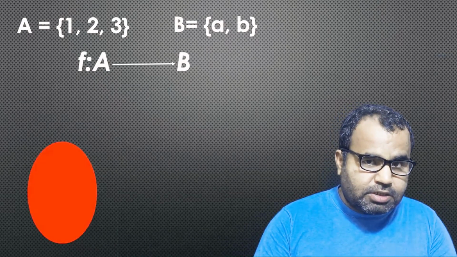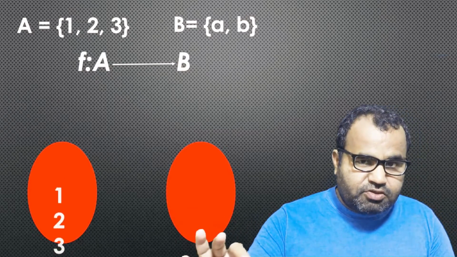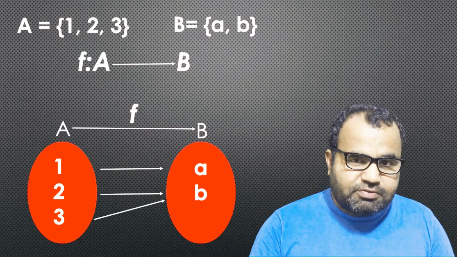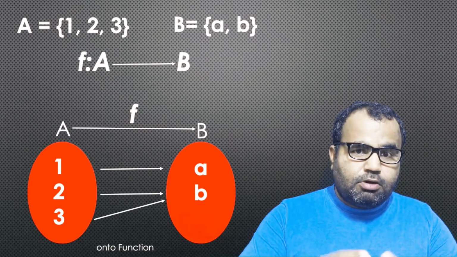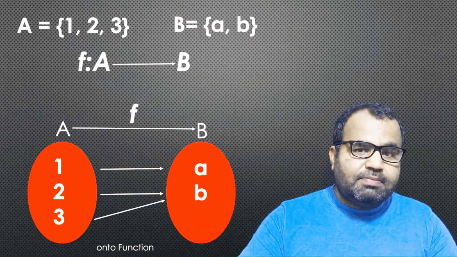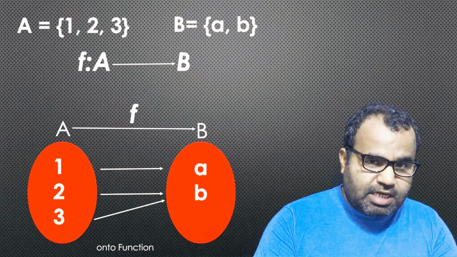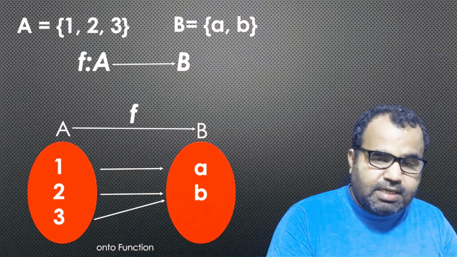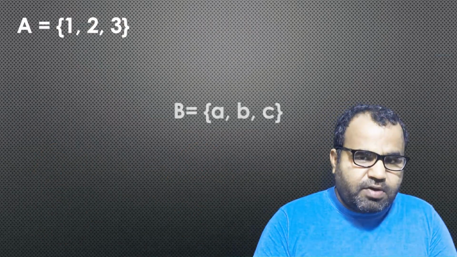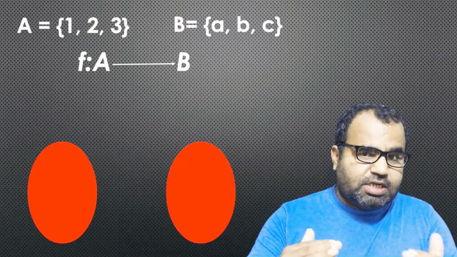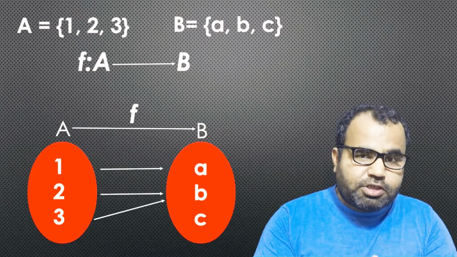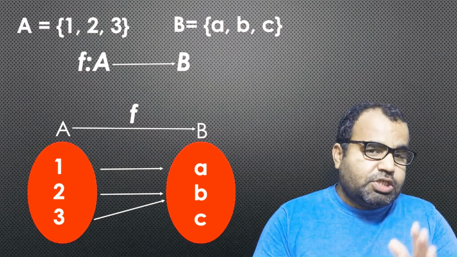Now the set A contains elements 1, 2, 3 and the set B contains only two elements a and b. 1 is attached with a, 2 is attached with b and 3 is also attached with b. Here you will see that all the elements of set B are attached. If all the elements of set B are attached with the elements of set A, then this is an onto function. If at least one element of set B is not attached with an element of set A, this is an into function.